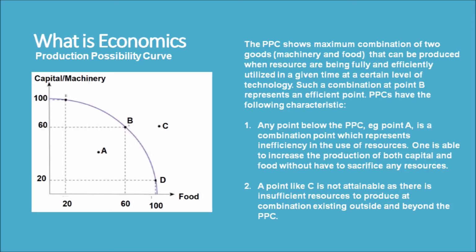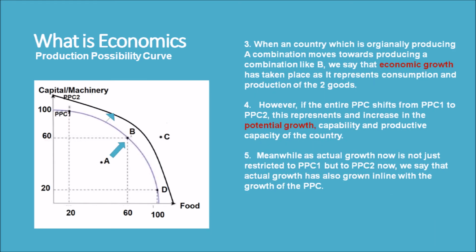1. Any point below the PPC, e.g. point A, is a combination which represents inefficiency in the use of resources. One is able to increase the production of both capital and food without having to sacrifice any resources. 2. A point like C is not attainable as there are insufficient resources to produce a combination existing outside and beyond the PPC.